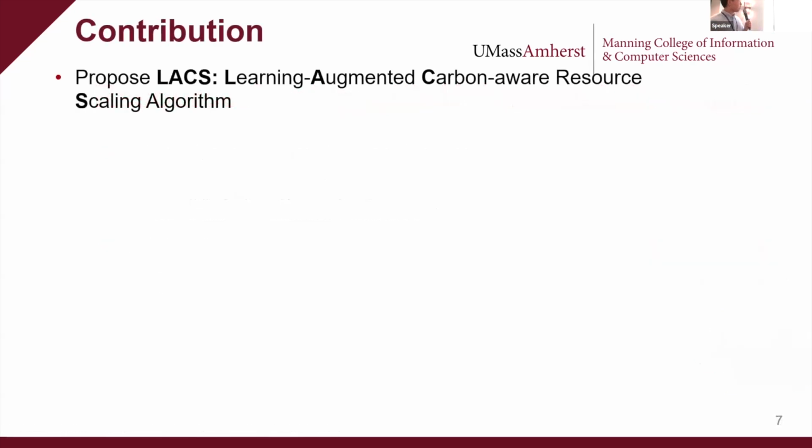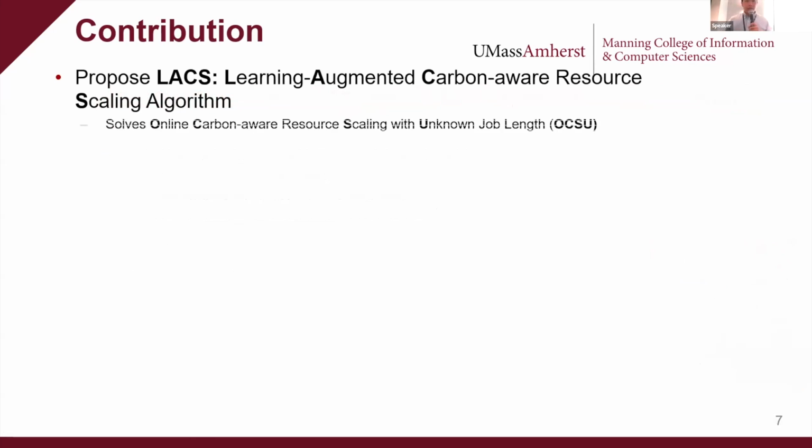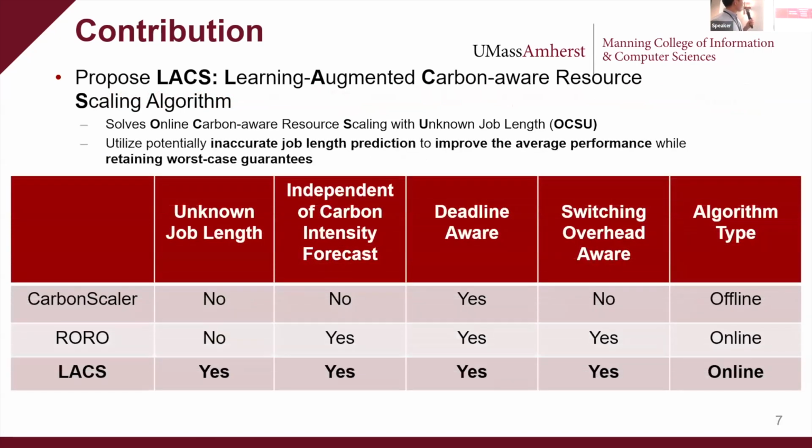The proposed work is a learning-augmented carbon-aware resource scaling algorithm, or LACS. The problem that it solves is called online carbon-aware resource scaling with unknown job length. The main contribution here is that it does not need to know the job length exactly. What it does take in is a potentially inaccurate job length prediction. This can improve the average performance when using the prediction, but it also tunes the usage of this prediction in order to retain worst case guarantees.